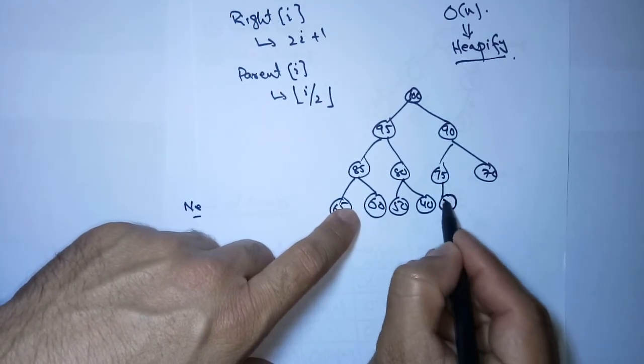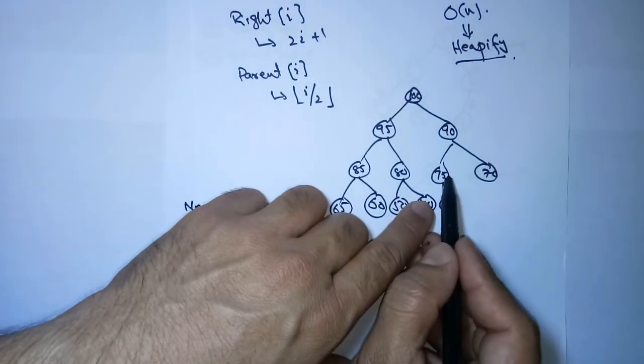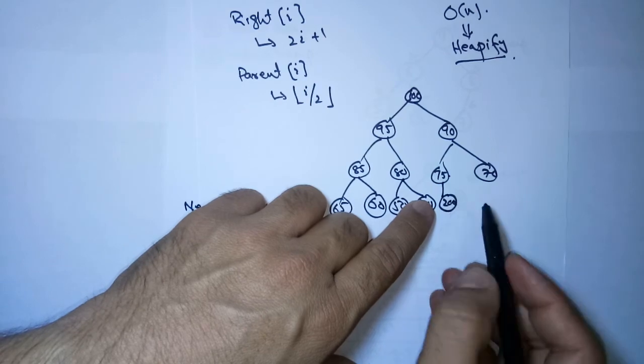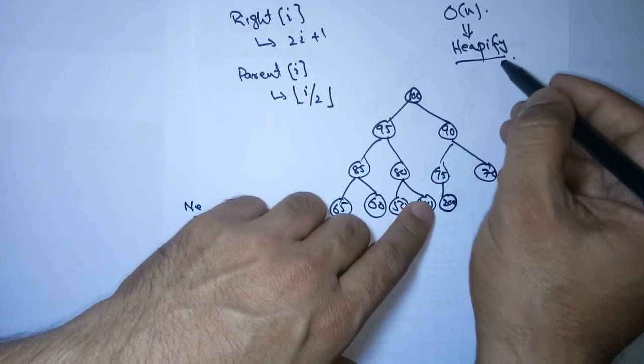And then, say for example, if you want to add 200, obviously you will go to the end and add 200 here, but then it violates the property of the heap, because the parent node should be greater than this child. Then we need to fix it. In order to fix this, we will use this heapify algorithm, right?